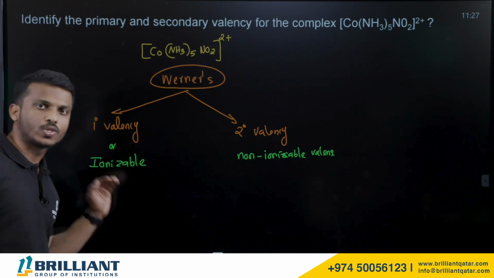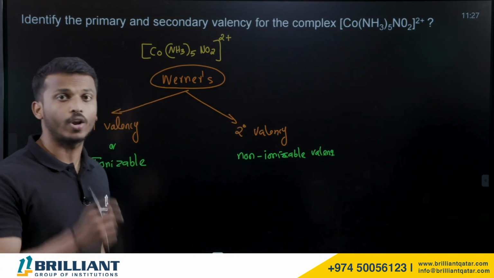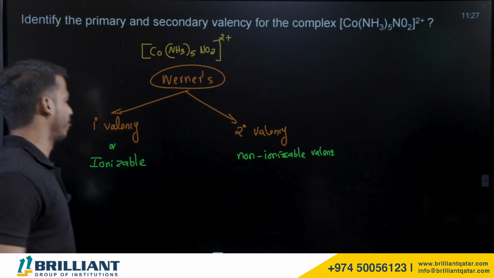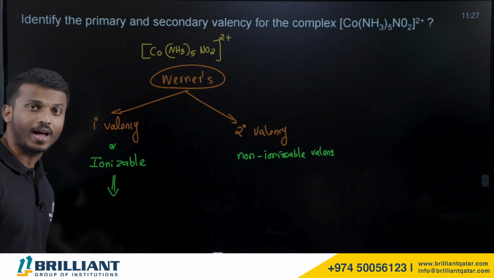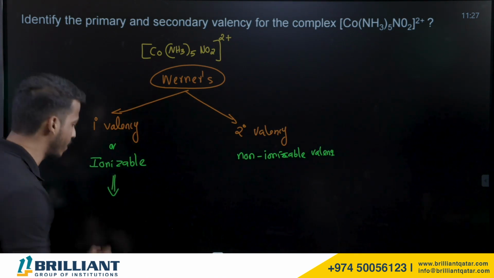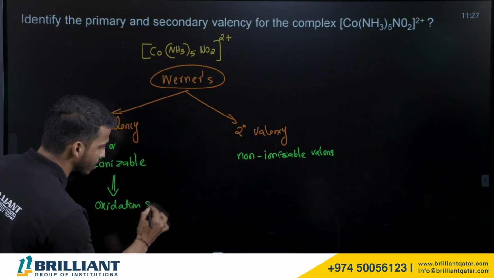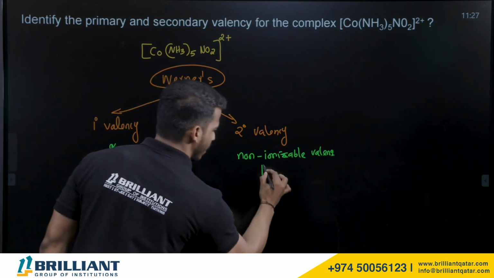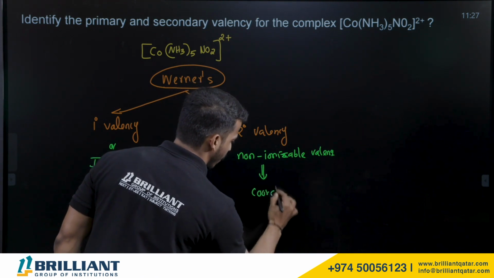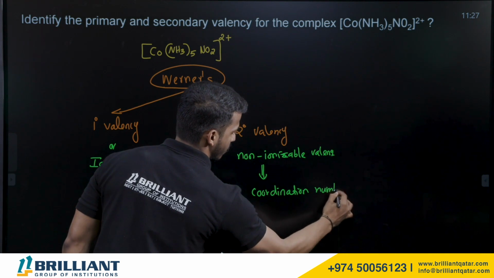Primary valency is also known as what? Ionizable valency. Secondary valency also known as what? Non-ionizable valency. And one more thing. What is the idea given by primary valency? Primary valency is nothing but the oxidation state of the metal atom, whereas secondary valency represents the coordination number for the complex.